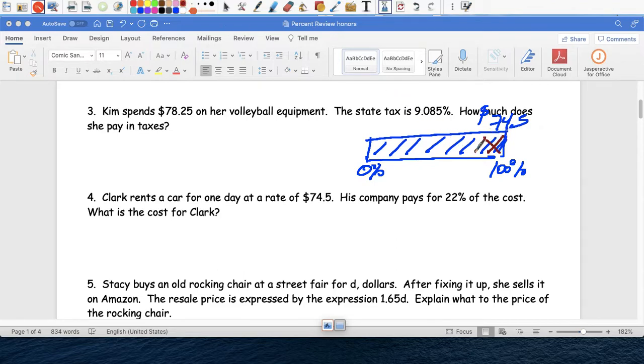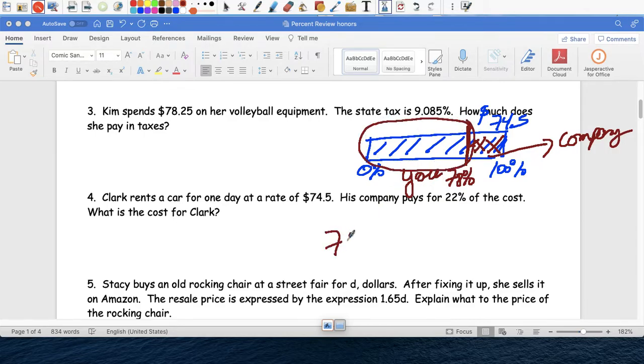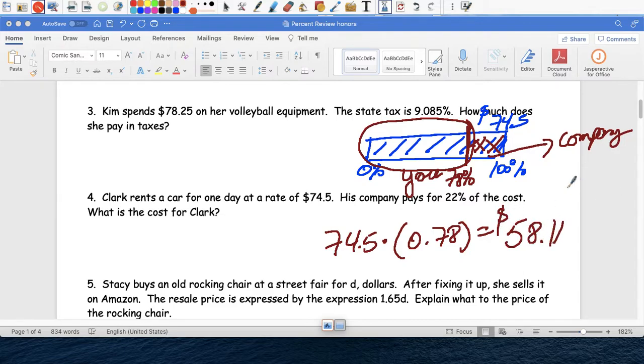So they're going to be in charge of this much. If they pay for 22% of the cost, you're still responsible for 78%. You still have to pay for this. This is you. You pay for that. And this little part over here is the company. So after the company takes care of 22% of the cost, what do you have to pay? You still have to pay for this part right here. So it's 74.5, and the part that you're responsible for is 78%, or 0.78. 74.5 times 0.78 equals $58.11 before taxes.